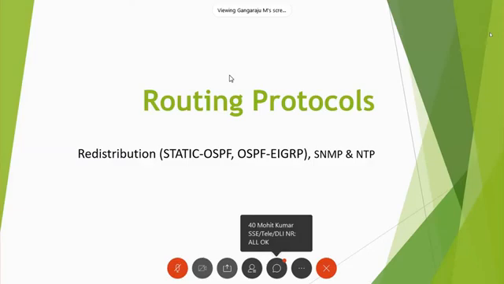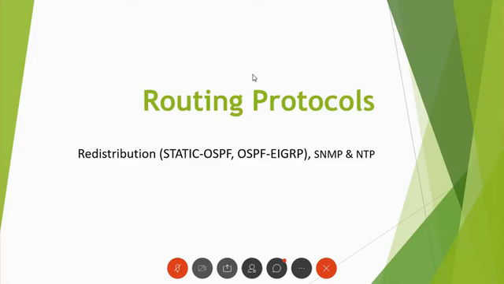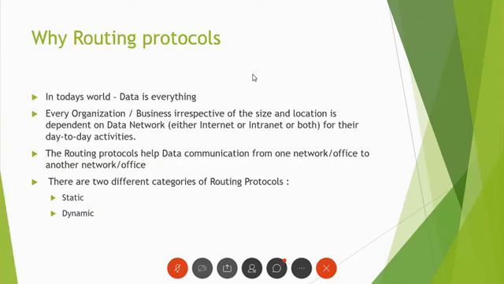So routing protocols, we're going to start off. Actually, the topic is redistribution. That's the topic. But redistribution can happen only if we have some good understanding about the routing protocols. So let's start with the concept of what a routing protocol is and why routing protocol, and then we'll go to the actual topic. So in today's world, data is everything. The meaning of this statement is, without data, nothing can happen.